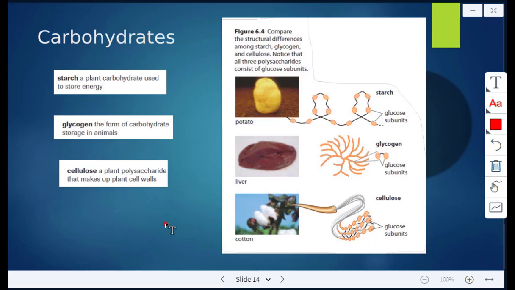All right, so common carbohydrates here. We can look at the structural differences among some carbohydrates. So we have starch, glycogen, and cellulose. Starch is a plant carbohydrate used to store energy. Glycogen is a form of carbohydrate that is stored in animals. And cellulose is a plant polysaccharide that makes up plant cell walls.